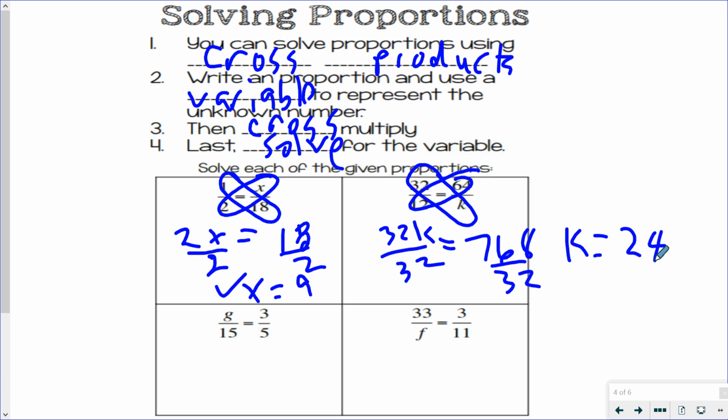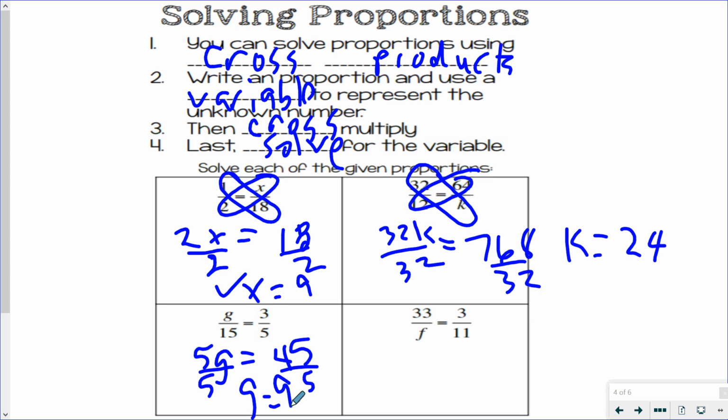Use cross products for the bottom left box. So you're going to multiply 5 times g, which is 5g, and set it equal to 3 times 15, which is 45. Divide both sides by 5. G is 9.